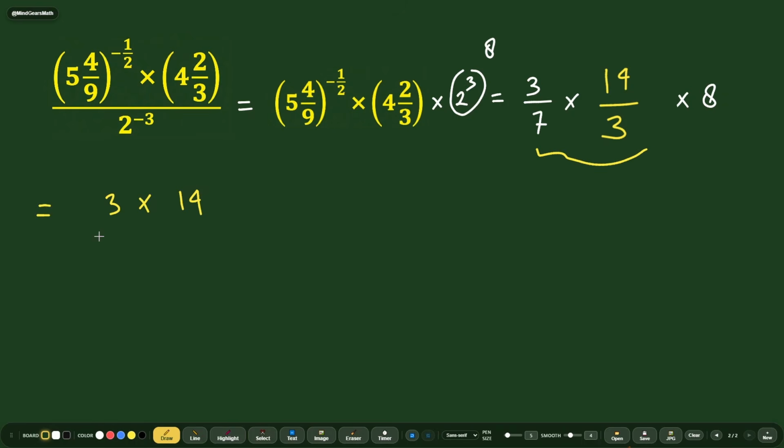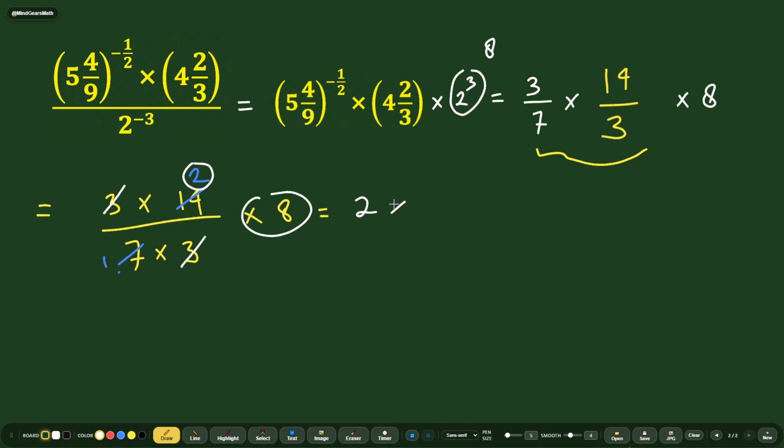3 over 7 times 14 over 3 times 8 equals, as you can see, the 3s cancel out, then 14 divided by 7 equals 2. So the equation becomes 2 times 8 equals 16. This is the final answer.